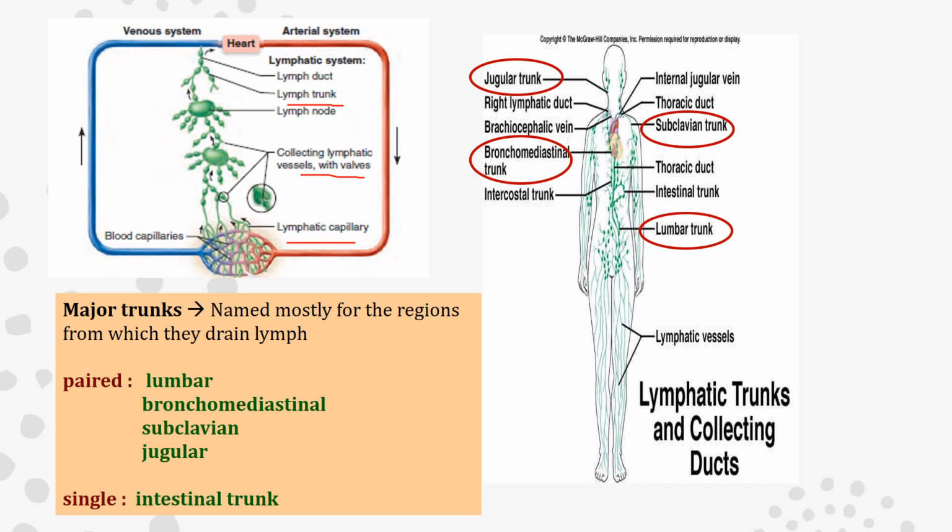All these four trunks occur in pairs, so you have one draining the left side of your body and one draining the right side of your body. And you have one more, known as the intestinal trunk, that's going to drain all the lymph from your intestinal area. But this one only occurs in a singular form, so you only have one of them. They don't occur in a pair.